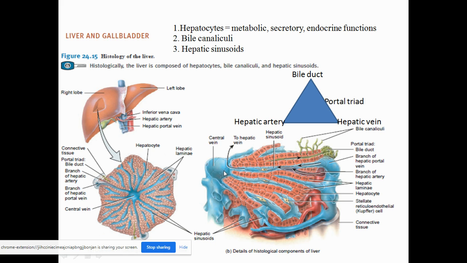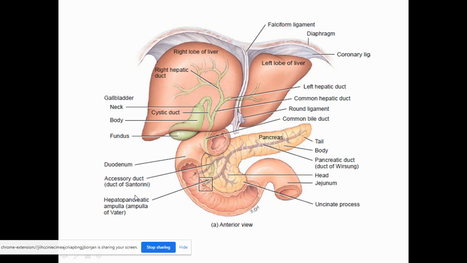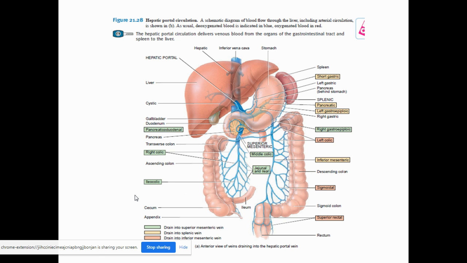What is the third one? Sinusoids. So what are the sinusoids? Hepatic sinusoids are blood capillaries. You can see all the blue colored ones. They act like the spokes of a wheel. They are all converging towards the center. What is present in the center? Central vein. So the hepatic sinusoids flow into the central vein. From the central vein, you could have seen in the previous picture.